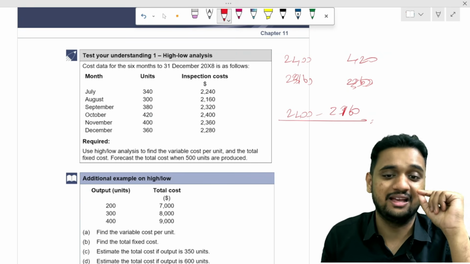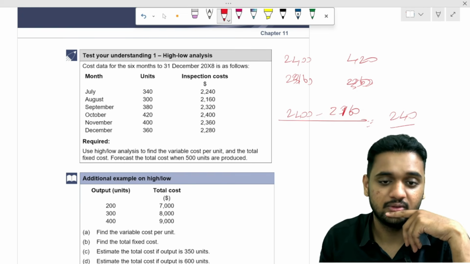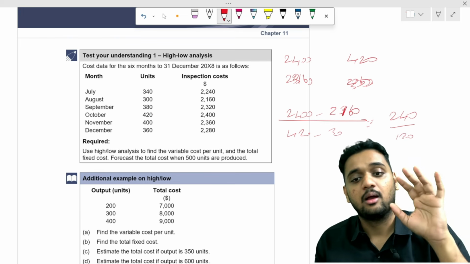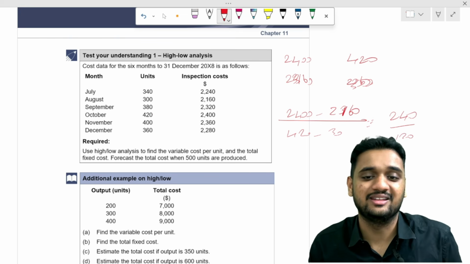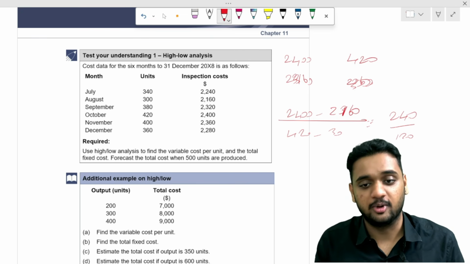My cost is increasing by 240. Divided by, for that, how many units are increasing? 420 minus 300, 120. So for a 120 units increase, my cost is increasing by 240. So cost per unit is 2. 2 is the cost per unit.